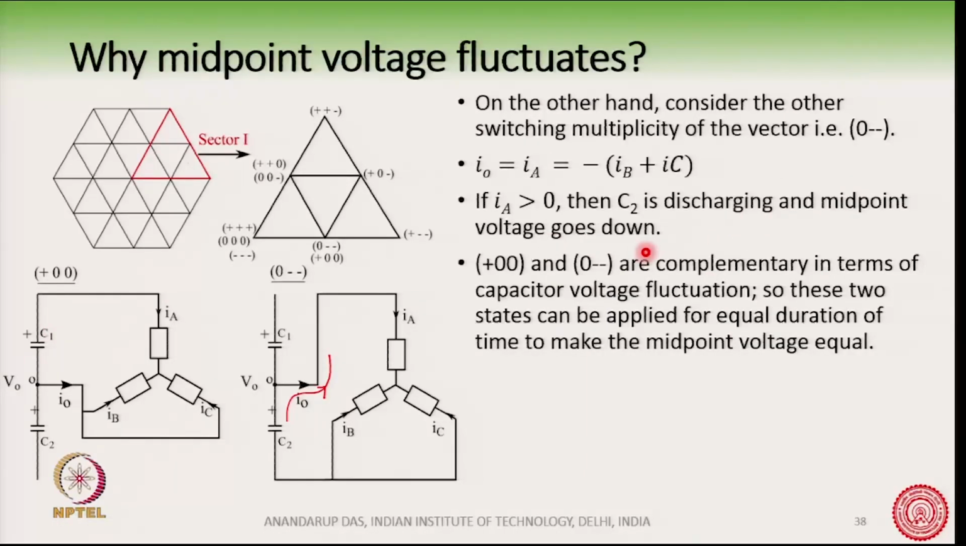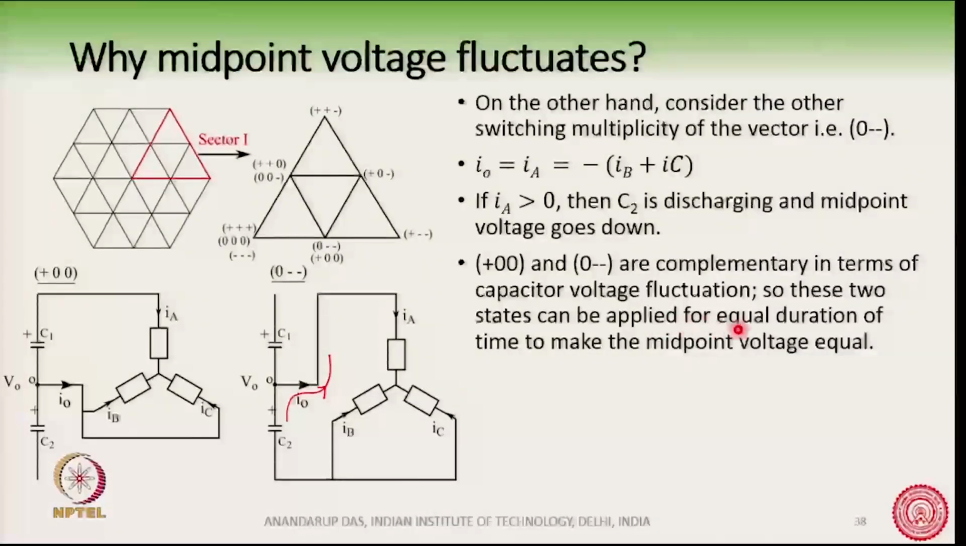So, if we apply these two small vectors in a switching cycle so that they are of equal duration, then we can ensure that due to this vector with two multiplicities, the midpoint voltage fluctuation can be made almost equal to 0. These two states can be applied for equal duration of time to make the midpoint voltage fluctuations 0. So, this will happen for this small vector here.